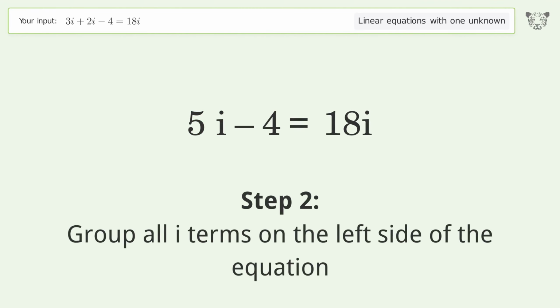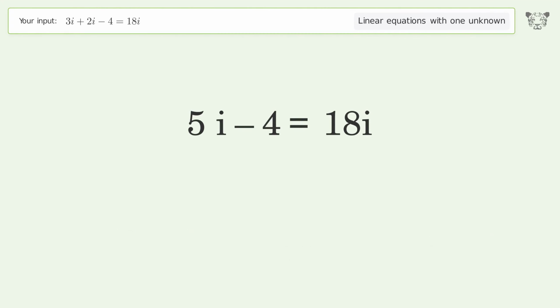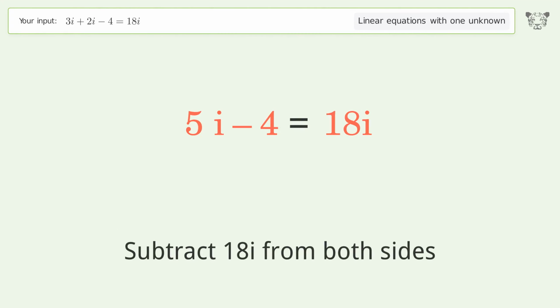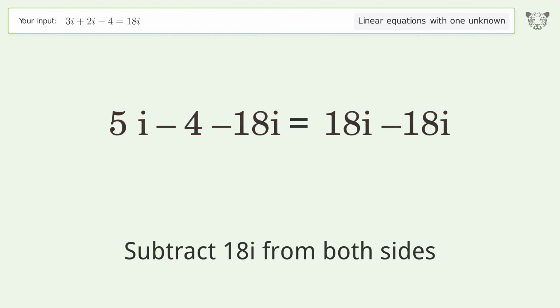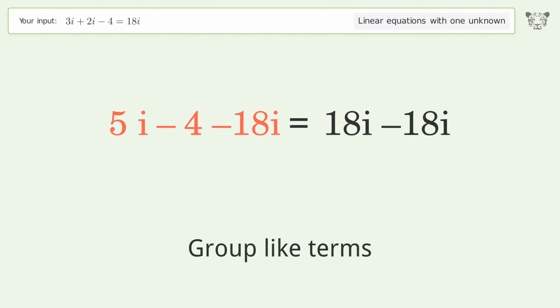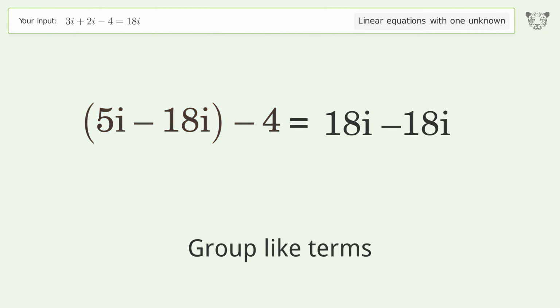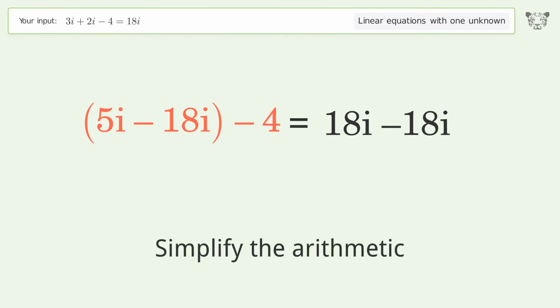Group all i terms on the left side of the equation. Subtract 18i from both sides. Group like terms. Simplify the arithmetic.